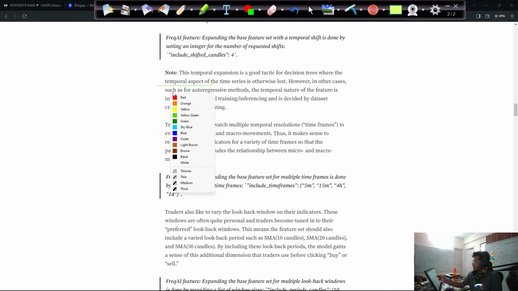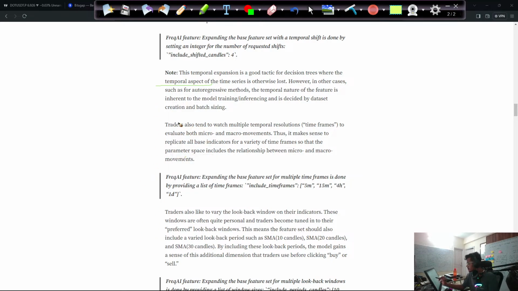Okay, now let's move on. Traders also tend to watch multiple temporal resolutions, which is like time frames, to evaluate both micro and macro movements. Thus it makes sense to replace all base indicators for a variety of time frames, so that the parameter space includes the relationship between micro and macro moments. This is very important. What they're talking about is, instead of just one or four temporal shifts, why not just use time frames?